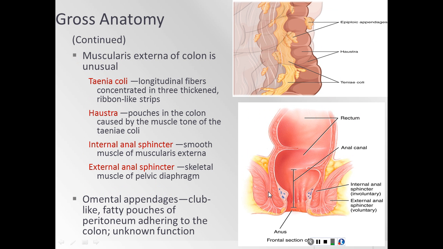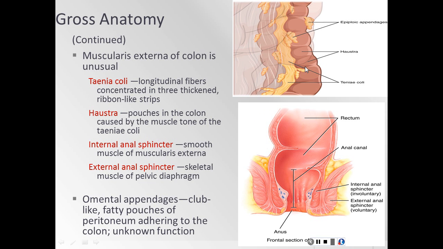Now the muscularis externa of the colon is unusual in that although it completely encircles the colon, its longitudinal fibers are concentrated in 3 thickened ribbon-like strips. Each strip is called the taenia coli. Now the muscle tone contracts the colon lengthwise and causes its wall to bulge, forming pouches called haustra, which you see right in here.